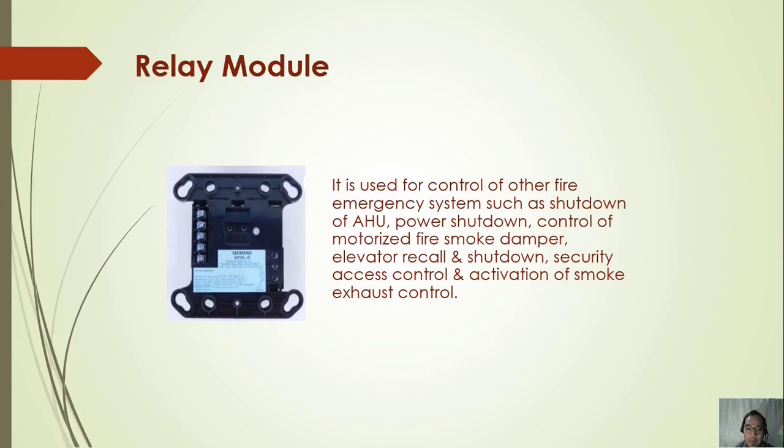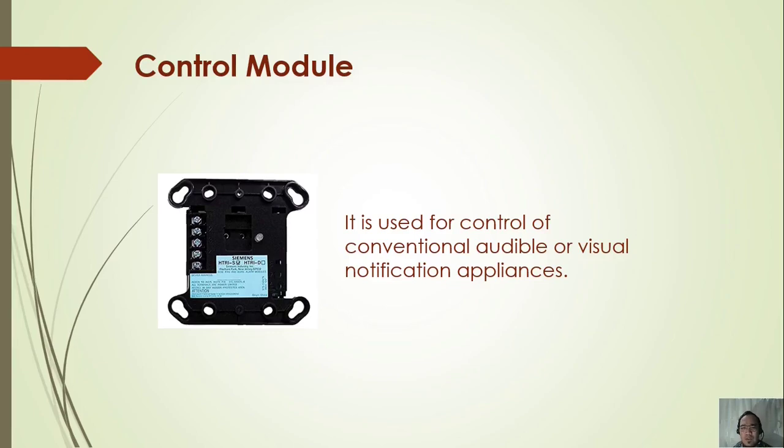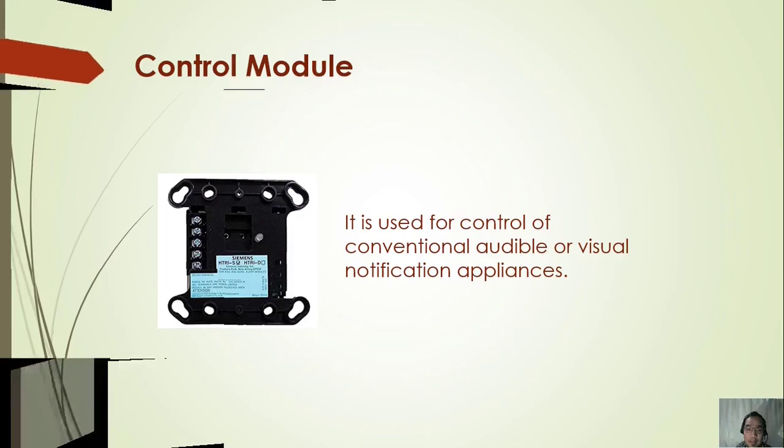Why we use the relay module. The control module, guys, is just for controlling conventional audible or visual notification appliances, or sometimes we also use this for controlling the fireman's cell phone. But in this lecture or tutorial, guys, we're not discussing the fireman's cell phone. So that's it. This control module is just for controlling audible and visual notification appliances.